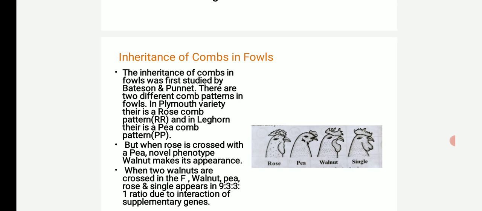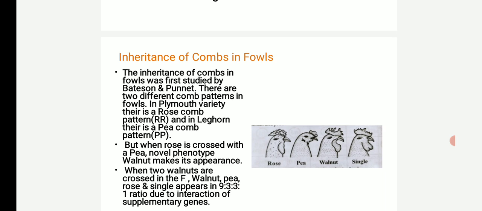Example, inheritance of combs in fowls. The inheritance of combs in fowls was first studied by Bateson and Punnett. There are two different comb patterns in fowls. In the Plymouth variety, there is a rose comb pattern, and in the Leghorn variety, there is a pea comb pattern. Rose comb is due to the presence of two dominant genes, capital R, and pea comb is due to the presence of two dominant genes, P and P.